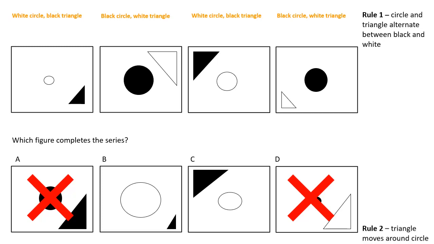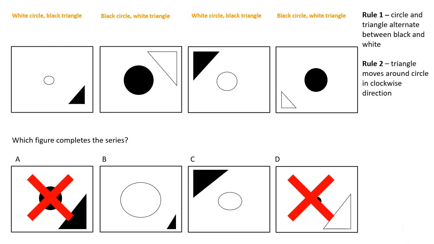The second rule is that the triangle moves around the figure in a clockwise direction. So we can work out that in the next figure, the triangle should be here in the bottom right, meaning that the correct answer is B.